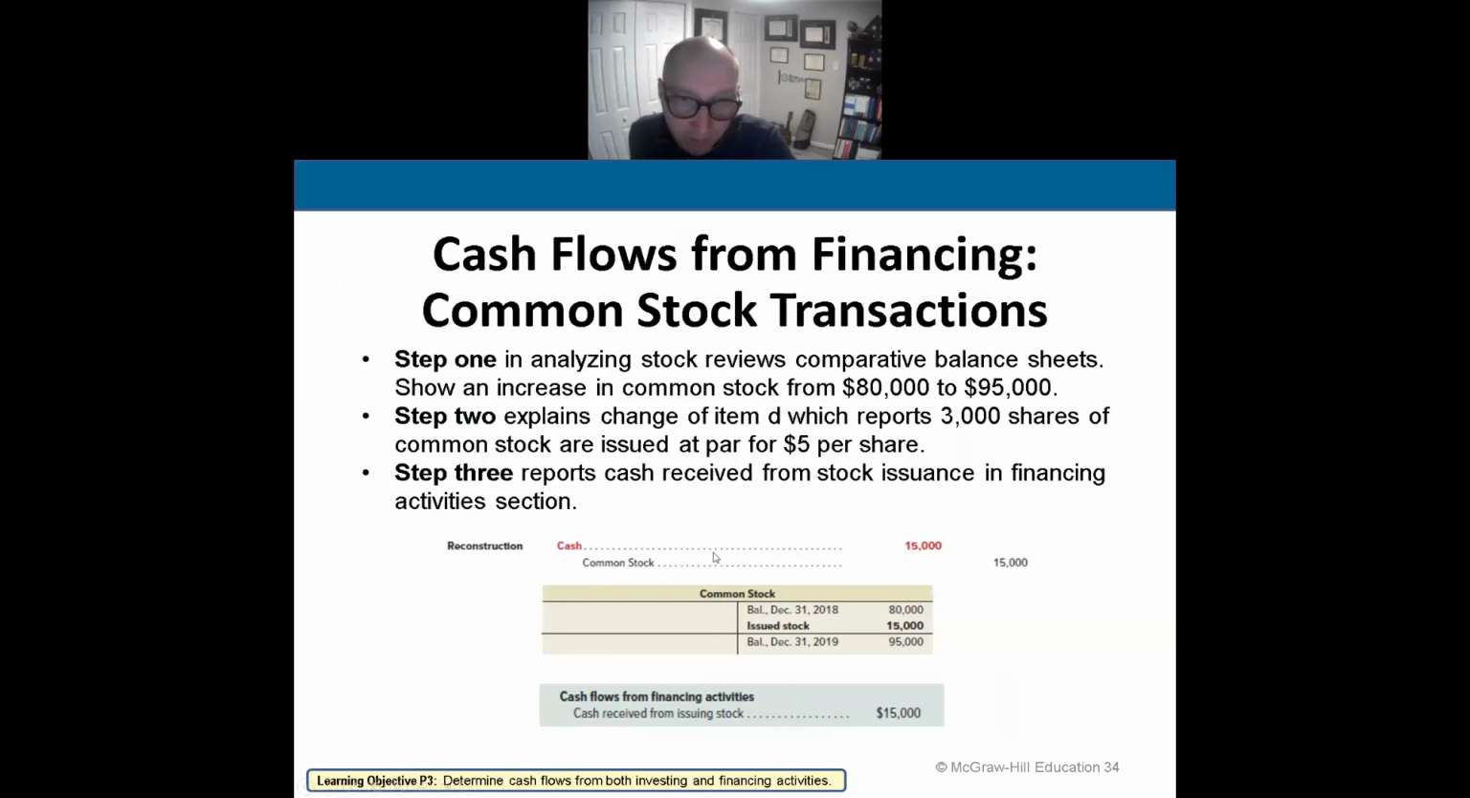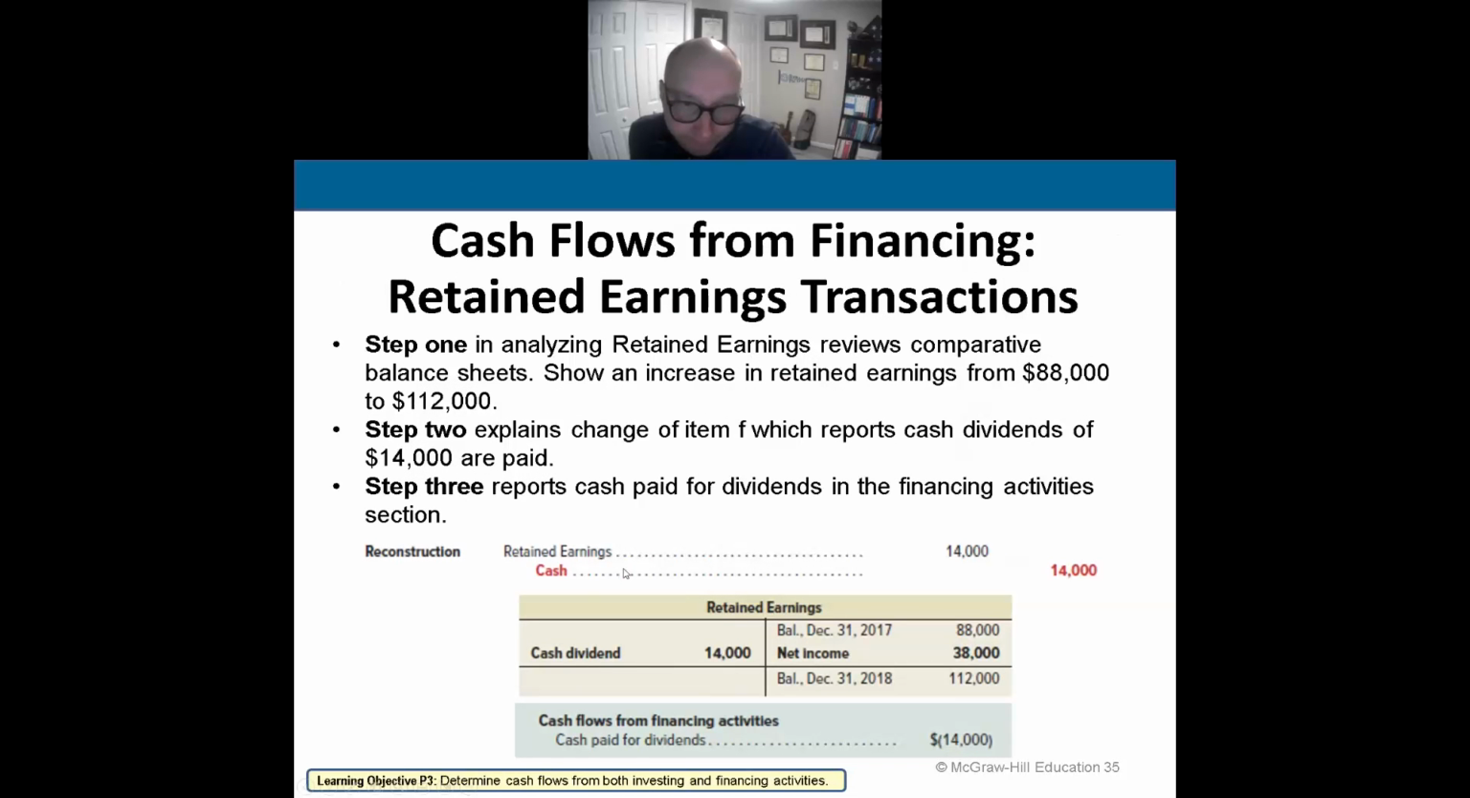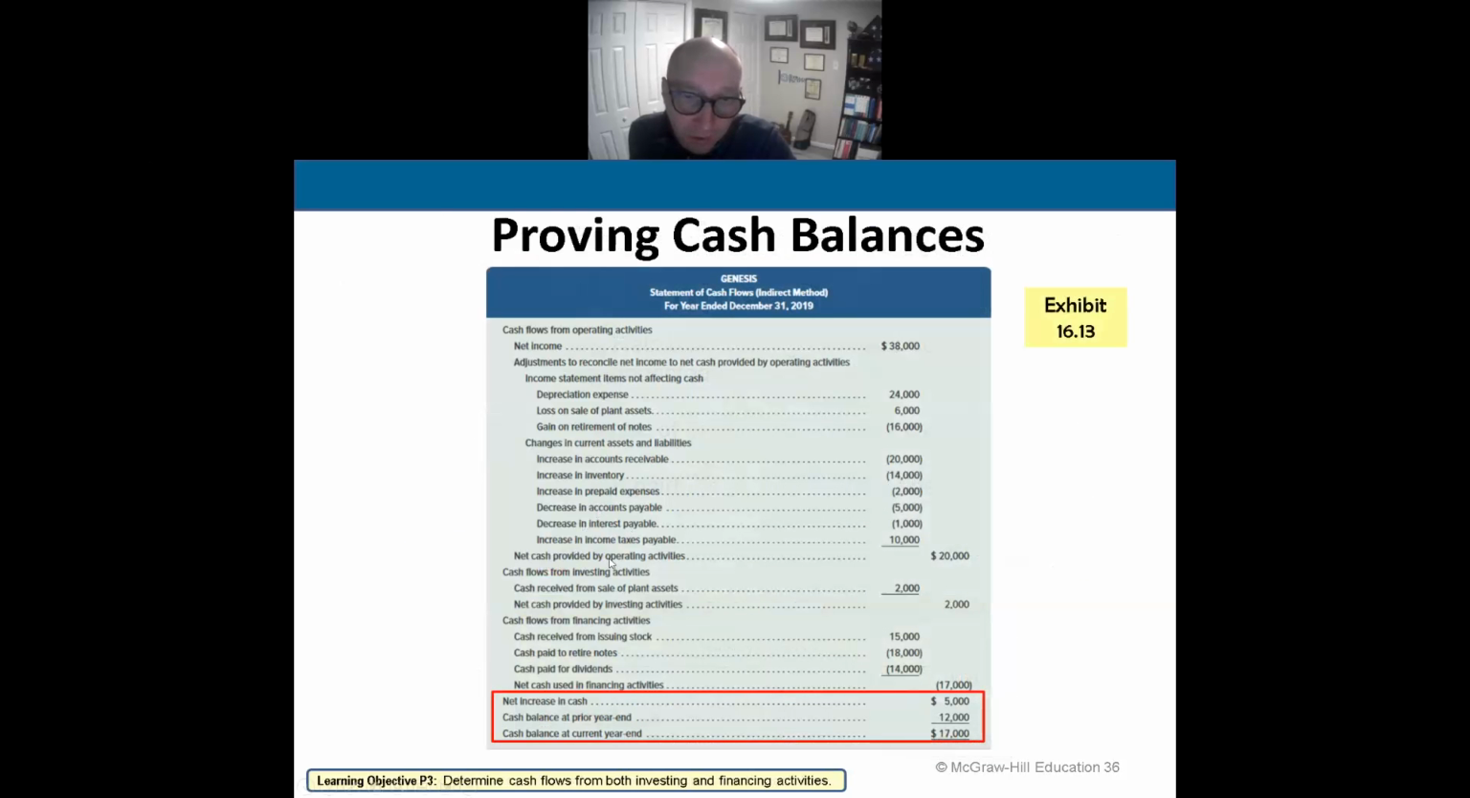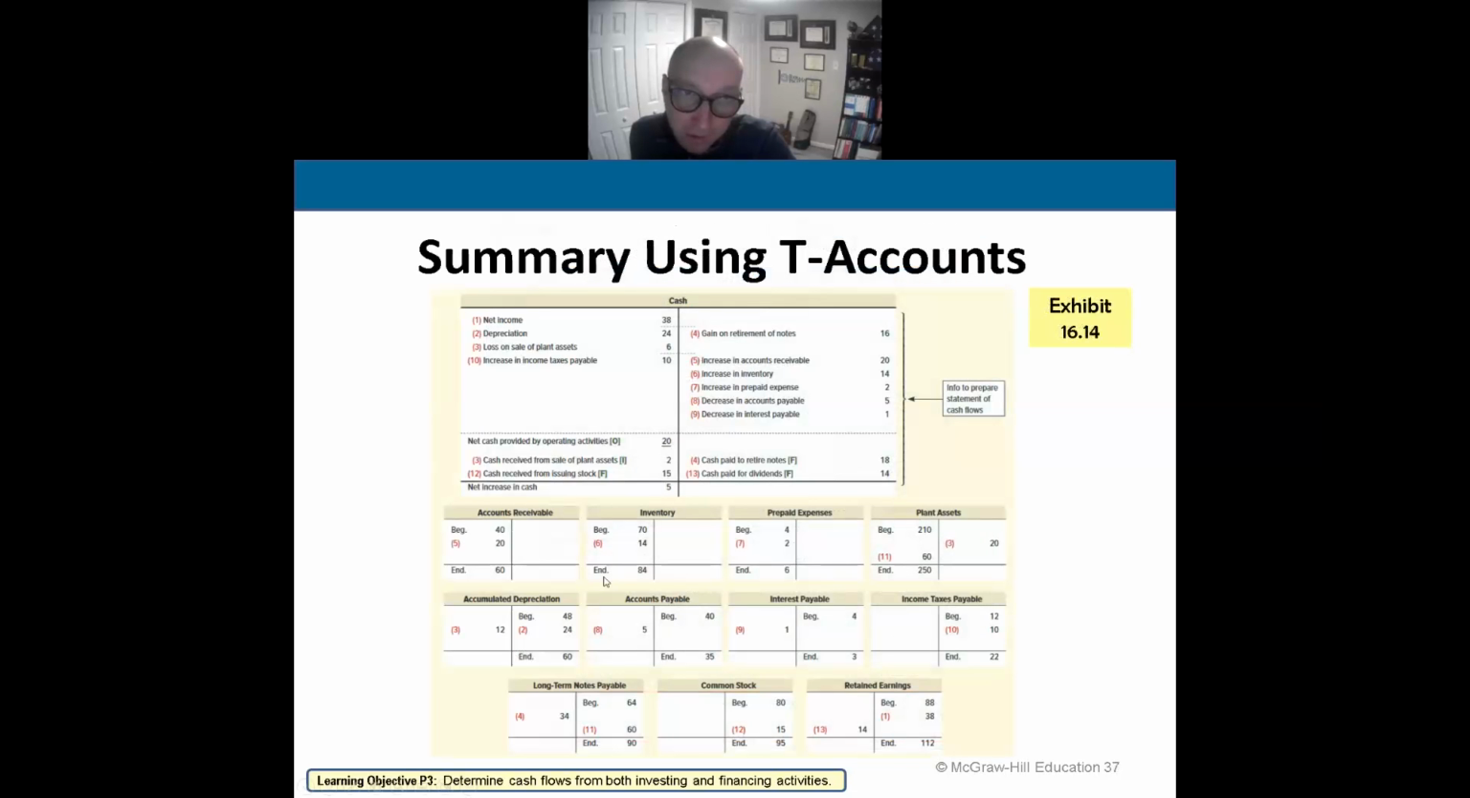This shows us an example of stocks, bonds that have been issued. Changes to retained earnings. All of these types of changes, we can use them to calculate the net cash flow for investing and financing activities, using the summary of T accounts.